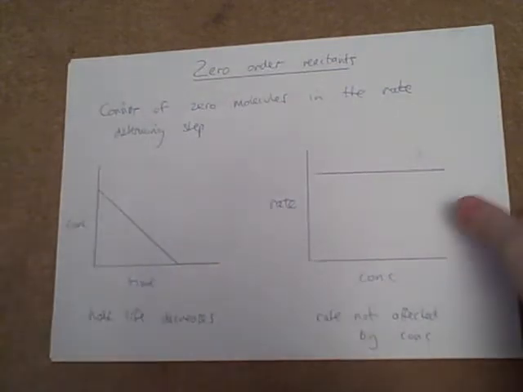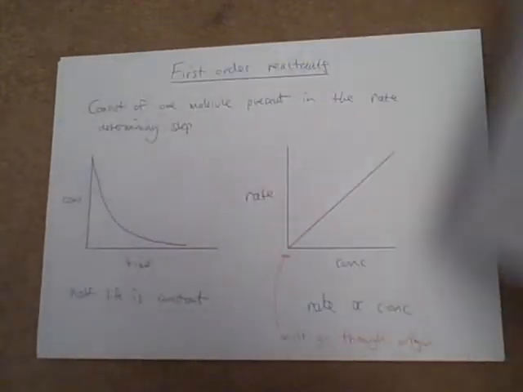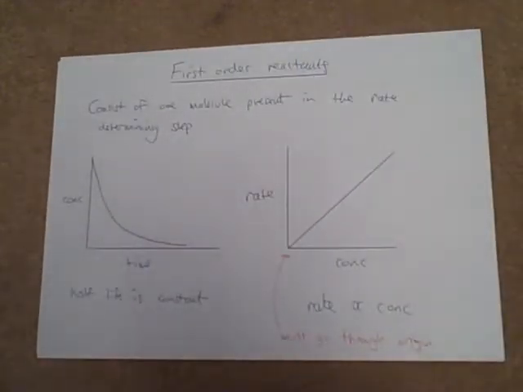Okie dokie guys, so on to first order. So a little point to make about that thing in red at the bottom, it has to pass through the origin. That's at 0, 0. That's because when the concentration is 0, the rate of reaction must be 0. You can't have a reaction if you don't have the reactant, right?